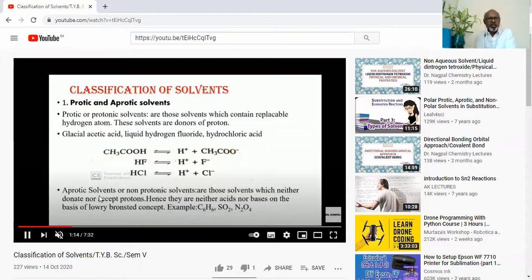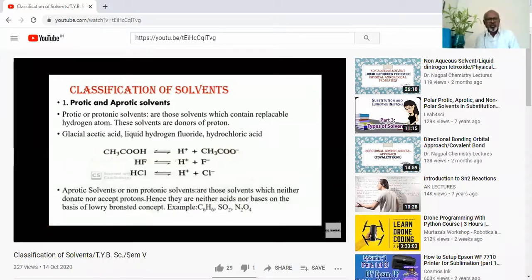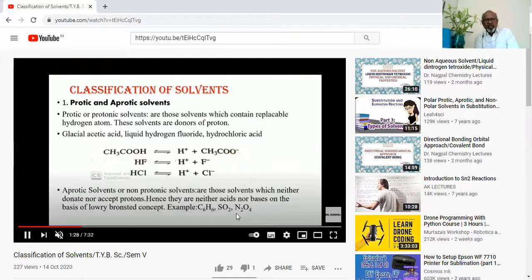The second part is aprotic solvents. Aprotic solvents, or non-protonic solvents, are those solvents which neither donate nor accept protons. Hence, they are neither acids nor bases on the basis of the Bronsted-Lowry concept. For example, benzene, sulfur dioxide, and dinitrogen tetroxide, that is N2O4.